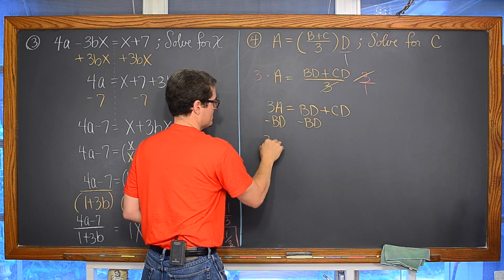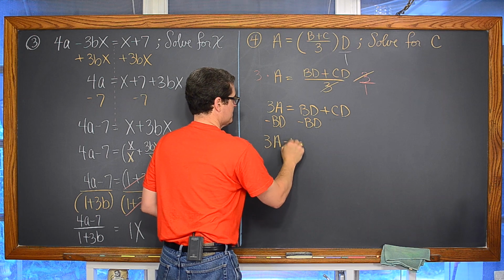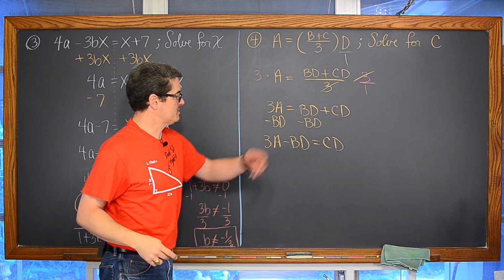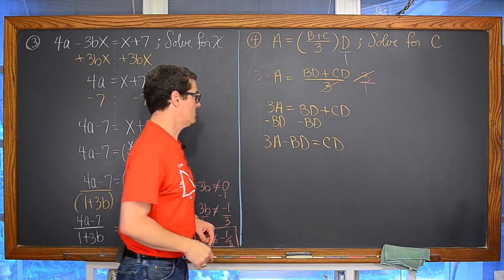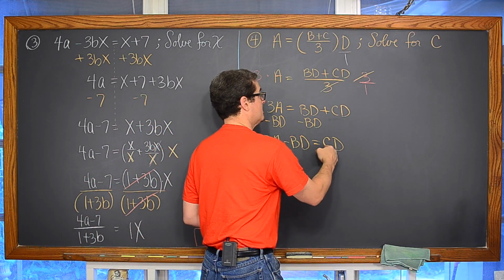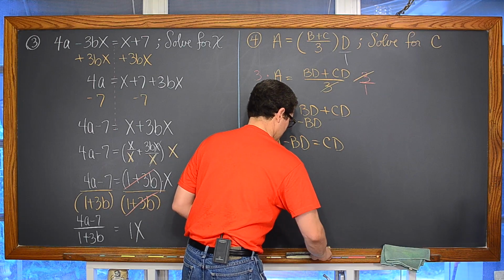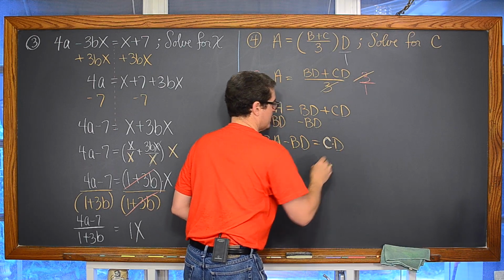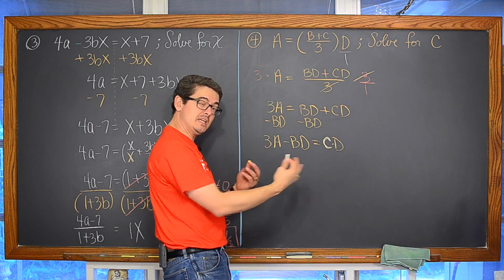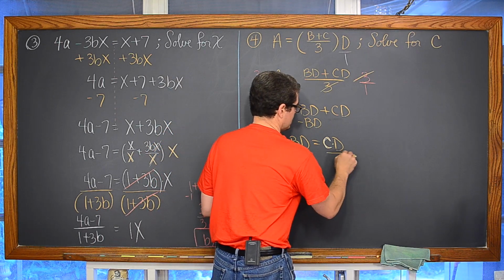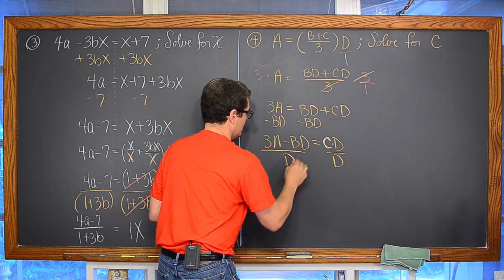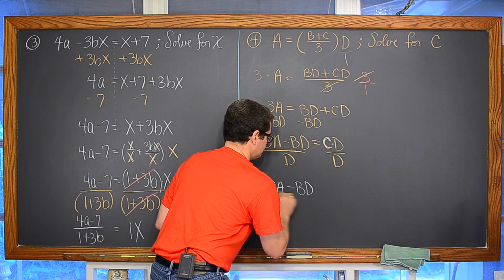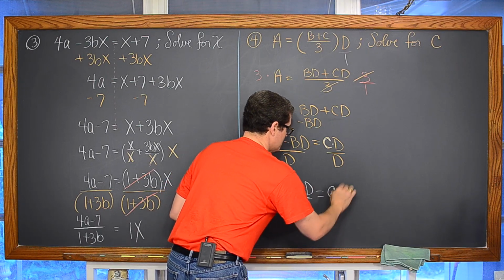These are not like terms, so we have 3a minus bd is equal to cd. And our last step is to undo that multiplication that we have with the c, trying to solve again for c. Let's highlight that because that is what we're trying to get alone. We are going to isolate that c by canceling out the multiplication of d, getting the d away from c by dividing both sides by d. And our final answer is (3a minus bd) over d is equal to c.